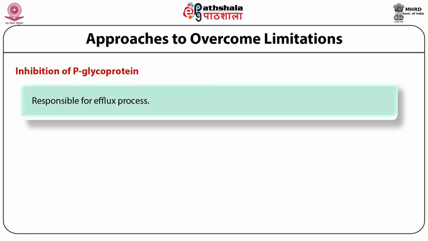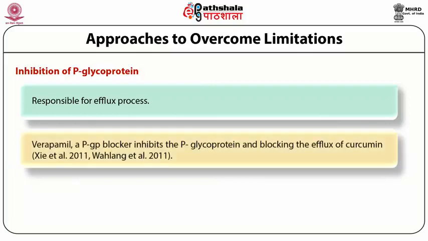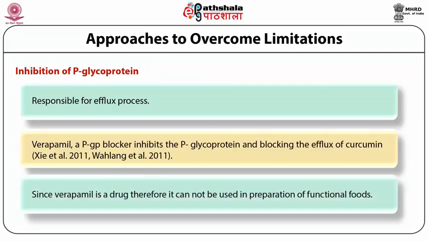One compound, called verapamil, is a PGP blocker. It inhibits the P-glycoprotein and blocks the efflux of curcumin. This is well reported in literature. However, since verapamil is a drug, it cannot be used in the preparation of functional foods, which means that PGP inhibitors are mostly drug molecules and they cannot be used for developing functional foods.